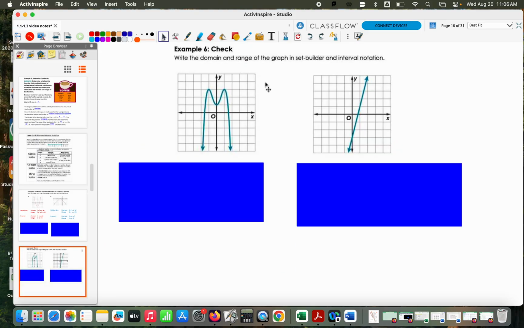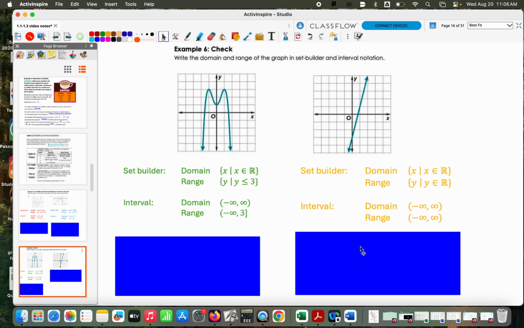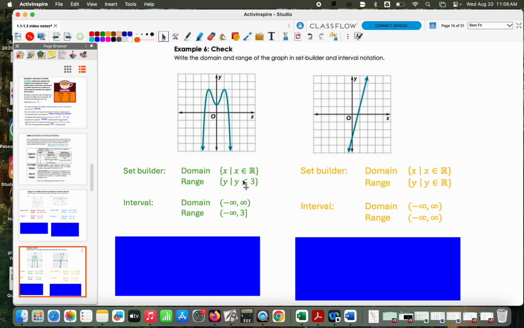I'm going to encourage you guys to maybe pause the video and try these yourselves. And then you can unpause it and just check and see what we get here. In this case, once again, our domain is all real numbers, element of all real numbers, negative infinity to infinity. And actually, very similar to the other one, the range goes down forever, everything up until 3. This guy here, you can say that two ways. Everything less than or equal to 3, or all the negative numbers up until 3, like that.